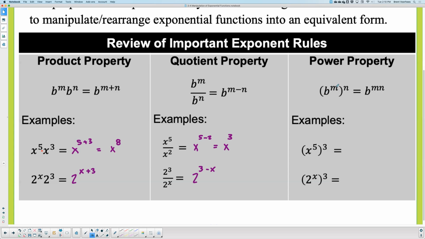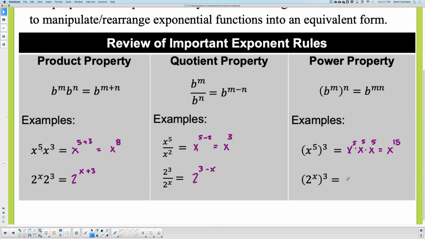All right, and now the power property. Whenever you have a base raised to a power, which in turn is raised to a power, you can multiply those powers. So x to the 5th, to the power of 3. This would be the same thing as x to the 5th times x to the 5th times x to the 5th. Well, how many x's would there be if I rewrote all that out? 15. That's x to the 15th power. Notice you would add those up, but here you could just multiply.